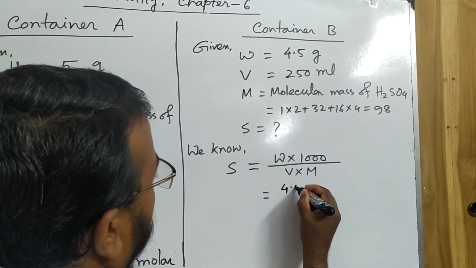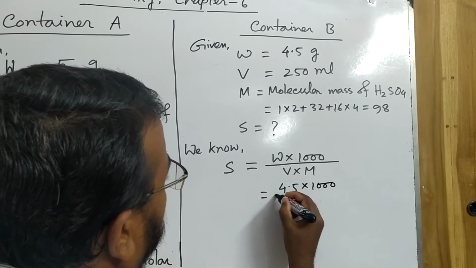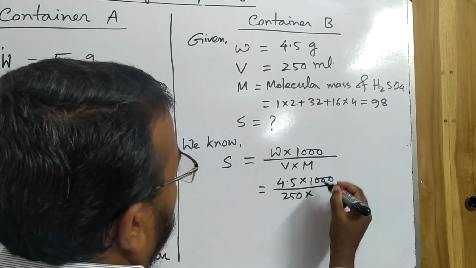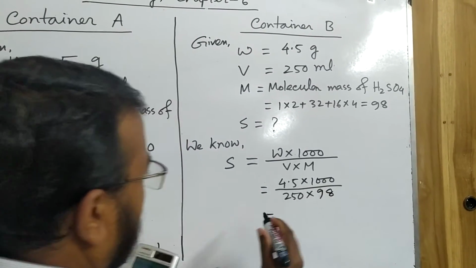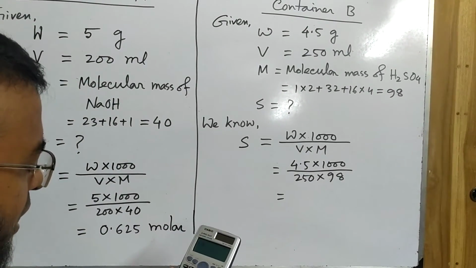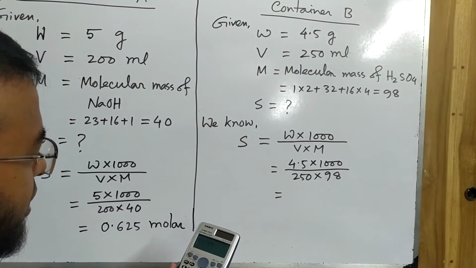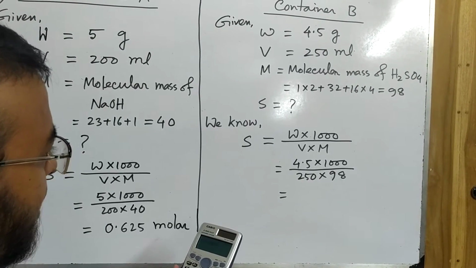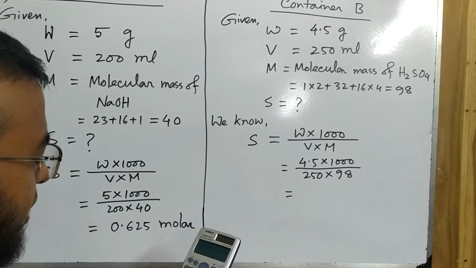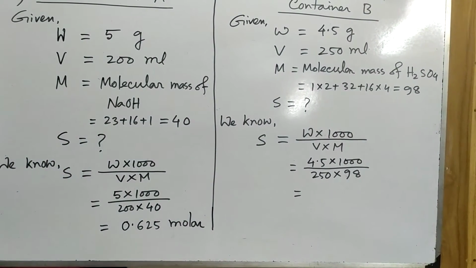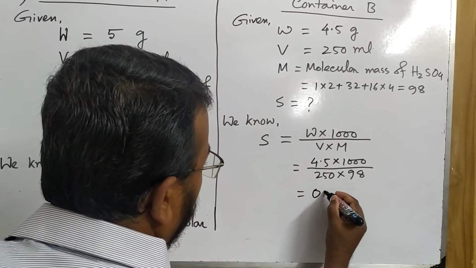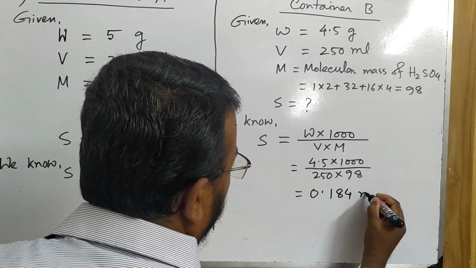W means 4.5 into 1000, V means 250 milliliter, and molecular mass is 98. Now by using calculator you can easily get it. 4.5 into 1000 divided by 250 into 98 equal. So we have got the answer. It is 0.184 molar.